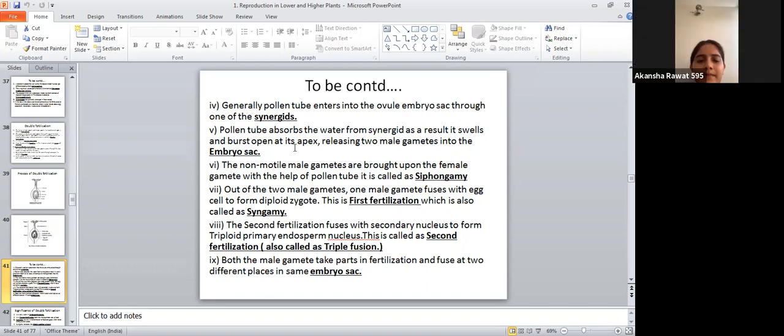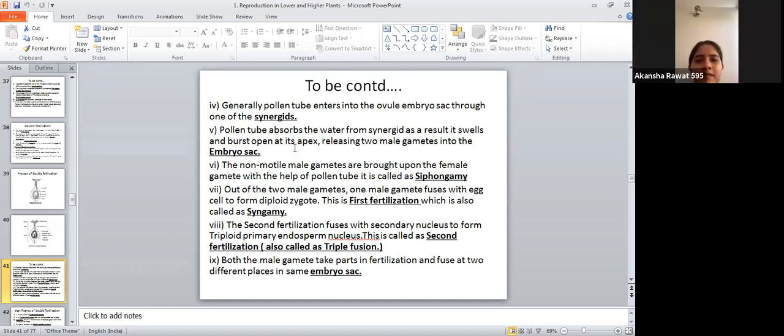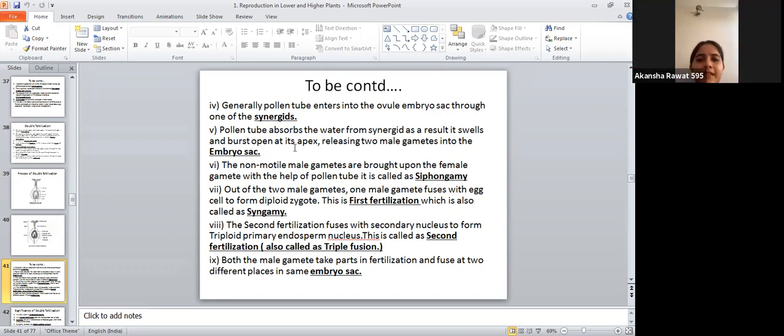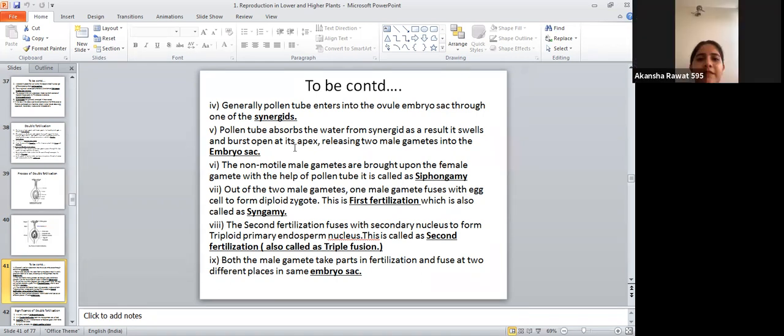Now the second male gamete, as we also know, fuses with the secondary nucleus to form a triploid primary endosperm nucleus, right? So this is the second fertilization process. Hence it forms a triploid primary endosperm nucleus, so we also call it triple fusion.